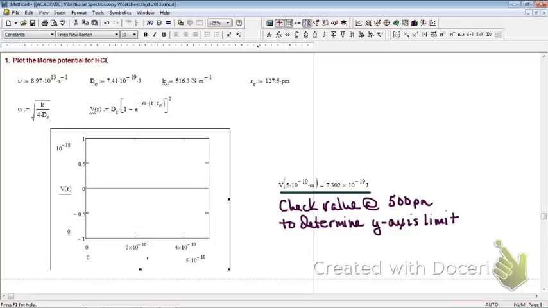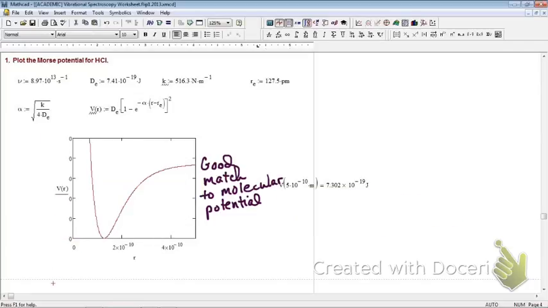So we will enter an upper limit on the order of 10 to the minus 18 joules for the vertical axis. And then we'll also retype the 0 for the lower limit, just to be on the safe side. After entering those limits, we get a nice graph that shows a typical molecular potential, so we can see that the Morse potential does a pretty good job of mimicking the actual molecular potential.